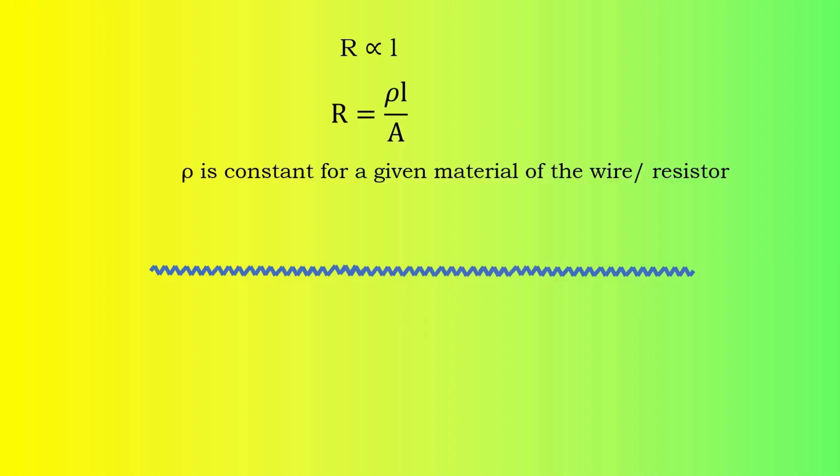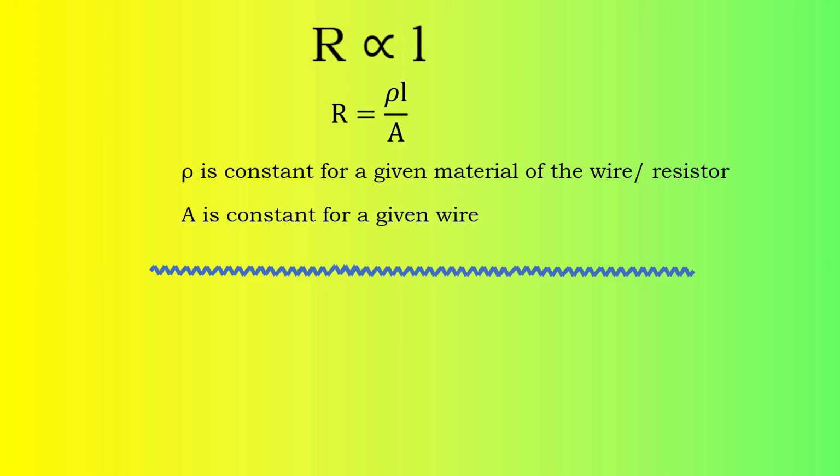For a wire made of the same material and having the same cross-sectional area, resistance is directly proportional to its length. The formula for resistance is shown on the screen. Since the material is the same, the resistivity ρ remains constant. And since the thickness of the wire is unchanged, the cross-sectional area A also remains constant. Therefore, resistance depends only on the length of the wire.